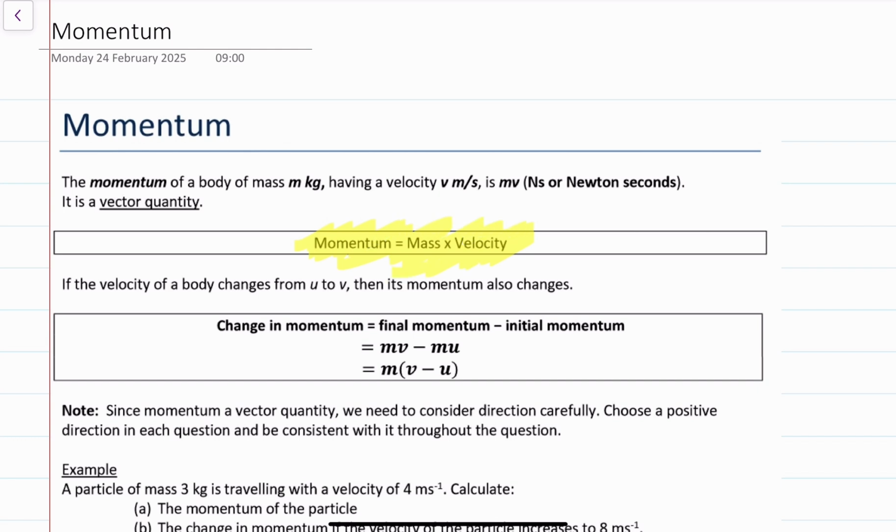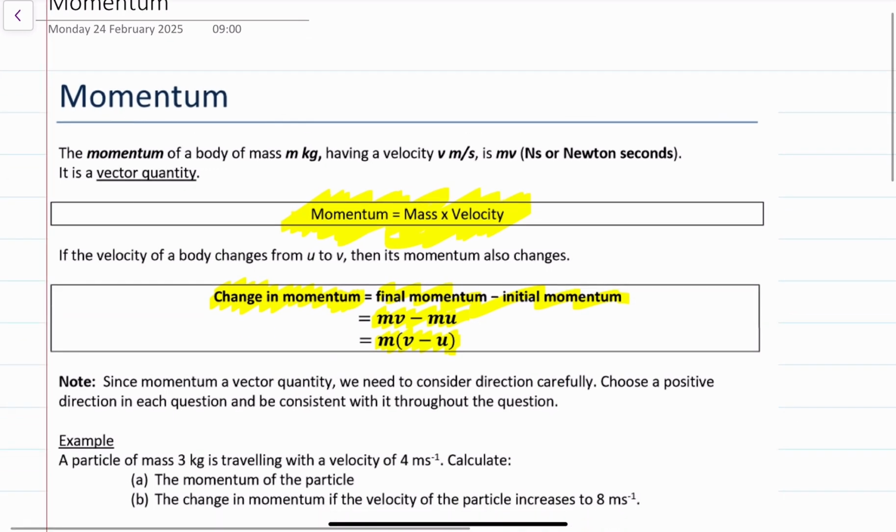So if you have something which has a fixed mass, its momentum can increase if you increase its velocity. If the velocity of a body changes from the initial velocity u to the final velocity v, then its momentum also changes. And we'll see this later on in our series of videos. Change in momentum is equal to the final momentum minus the initial momentum, which is mv minus mu, or m times (v minus u). Since momentum is what's called a vector quantity, the direction matters. So the direction in which it is going matters.